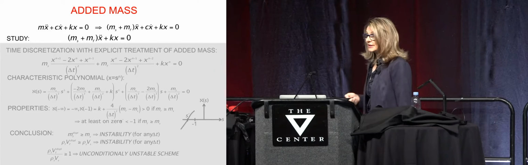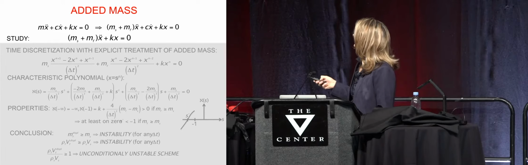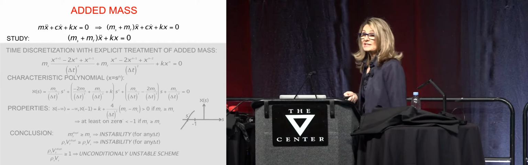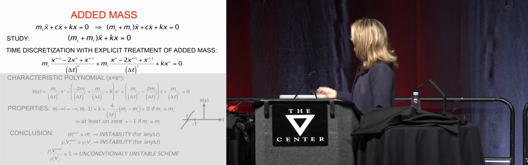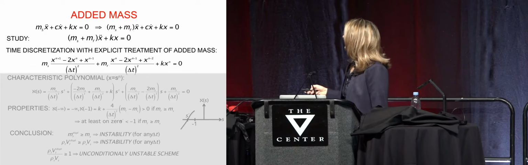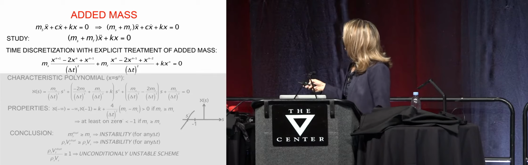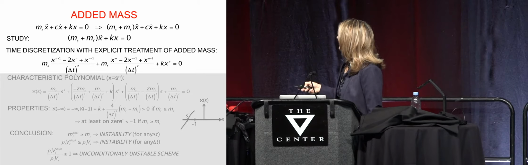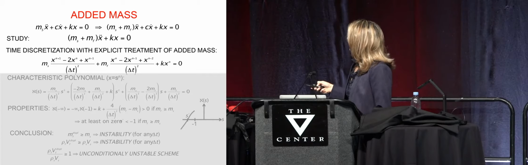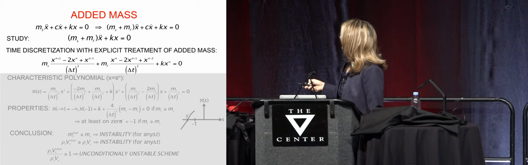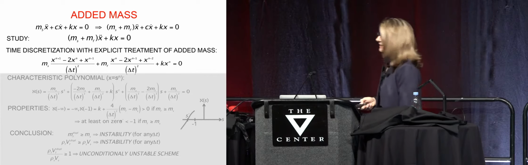if I rewrite my simple oscillator equation and separate the structure from the fluid mass, then of course I have something which looks like this. Forget about the viscous effect for just a second because I want to focus now on the added mass effect only. And if I discretize this problem in time in such a way that I am using my simple finite difference at time n plus 1 to discretize the acceleration associated with the inertia of the structure, and at time n, I discretize so explicitly the acceleration associated with the inertia of the fluid. And so I keep the two inertia explicitly coupled.